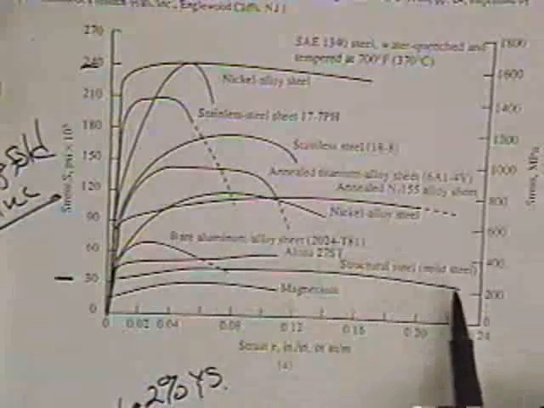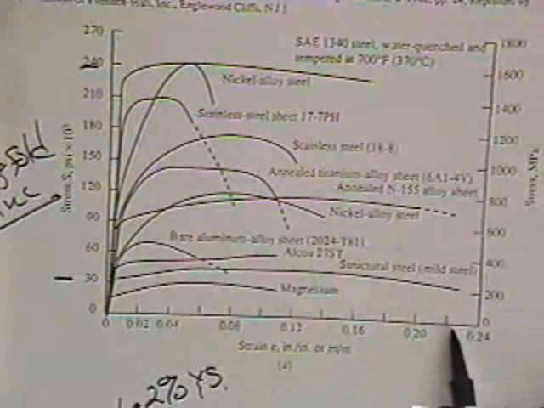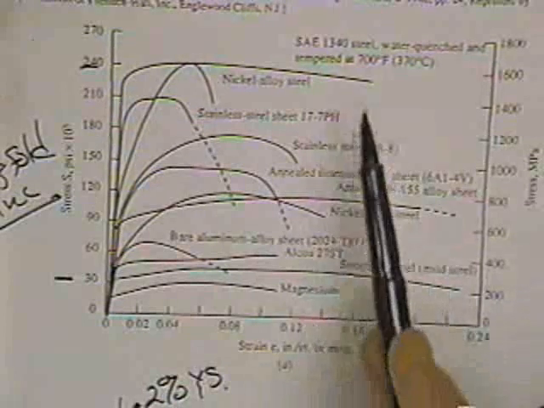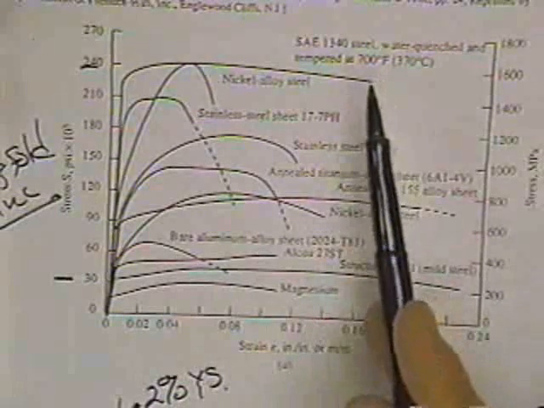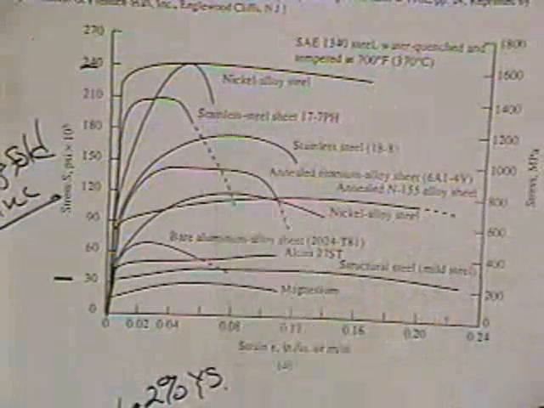Correspondingly, you see that there's a great variation in ductility from 25% to something less than 8%.